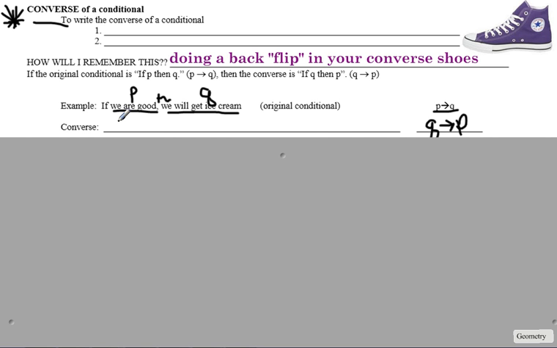So go ahead and take a second and flip this original conditional. Okay? And you should have had something like this: if we will get ice cream, then we are good. So make sure that the hypothesis and the conclusion have been flipped.